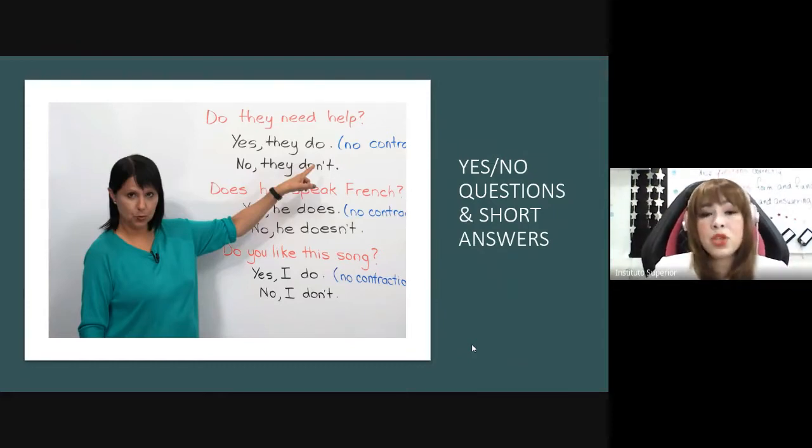So remember the position. Do is the auxiliary for the subjects I, we, you, and they, and does is the auxiliary when the subject is he, she, or it. So we have the sentence here. Do they need help? Remember, it's important that you mark the question with the question mark at the end of the sentence. I know that in Spanish we use question marks at the beginning and at the end, but in English we just use the question mark at the end of the sentence, and you have to do it.